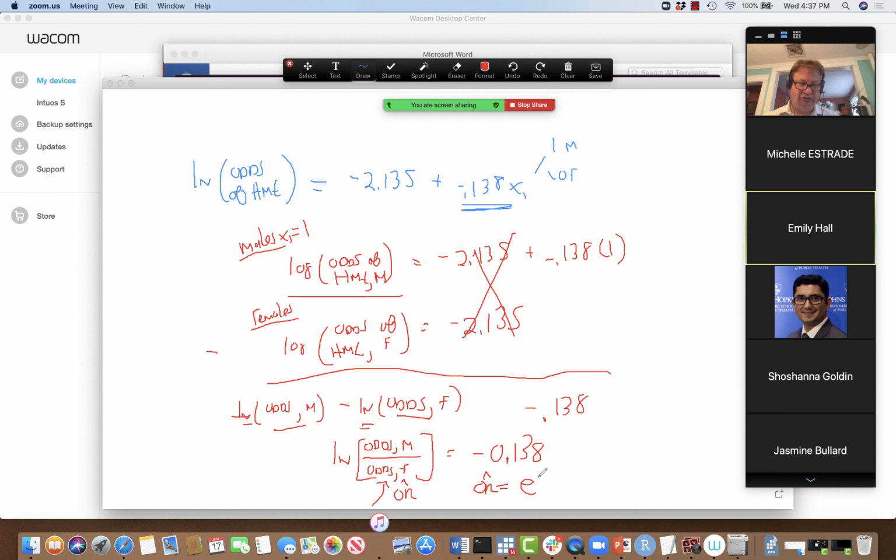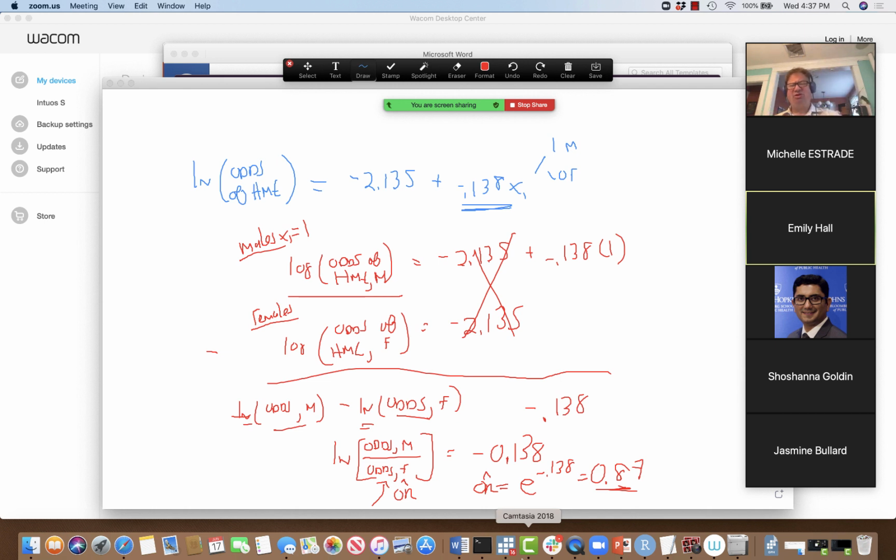I need to exponentiate. And if I do that, I'm going to get a value which is equal to 0.871, or 0.87. So, okay, is that consistent with what we saw in our individual proportions? It continually reminds us that males have lower odds, and if they have lower odds, as Emily said, they have lower probability, or a lower proportion of them have high medical expenditures.